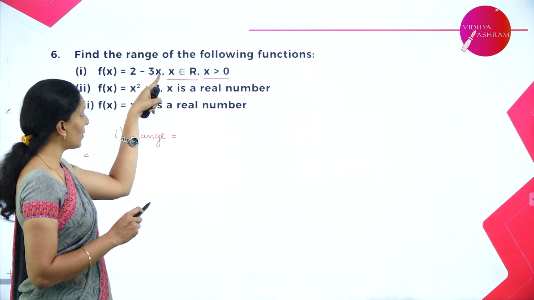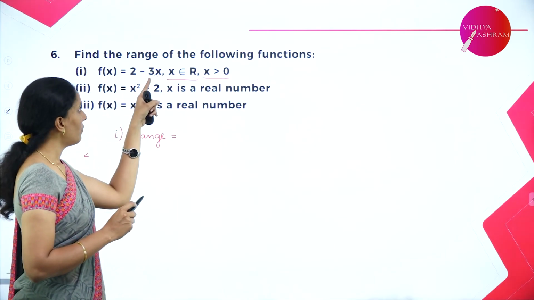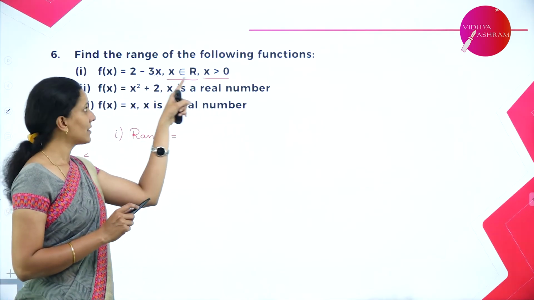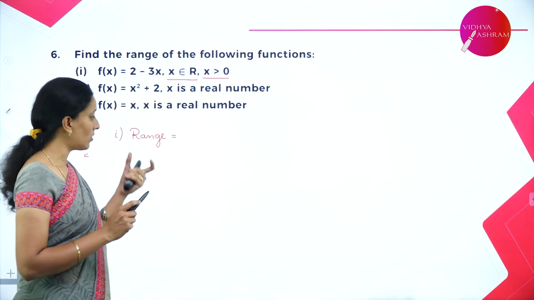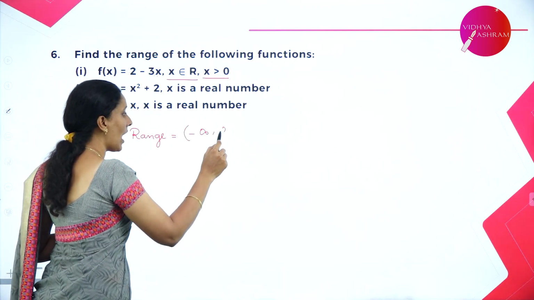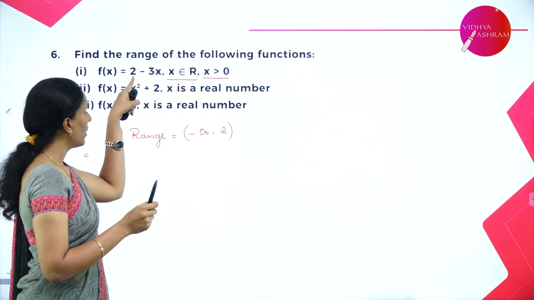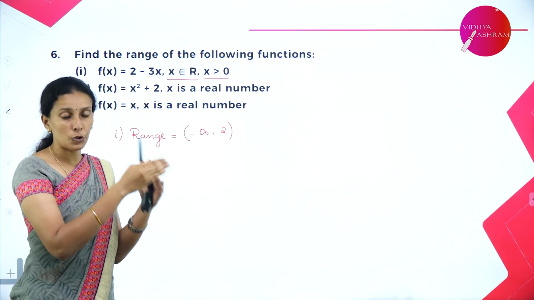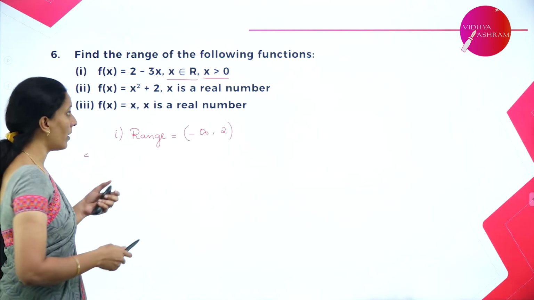Suppose if you take x is equal to 1 here, then it is 2 minus 3, which is minus 1. And if you go on increasing the value of x, you will get smaller values in terms of negative numbers. So therefore, your range always lies from minus infinity until 2. Because you can't take x is equal to 0, you will get values nearest to 2. Therefore, we will write the interval in the form of minus infinity comma 2.